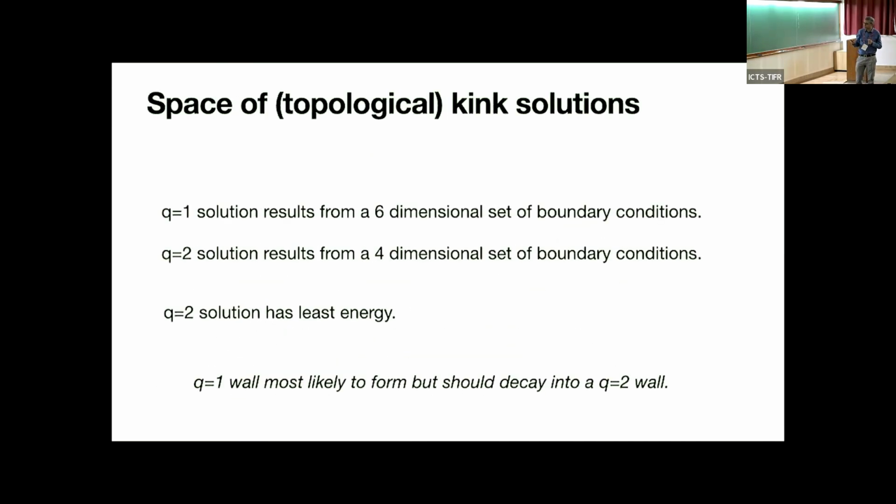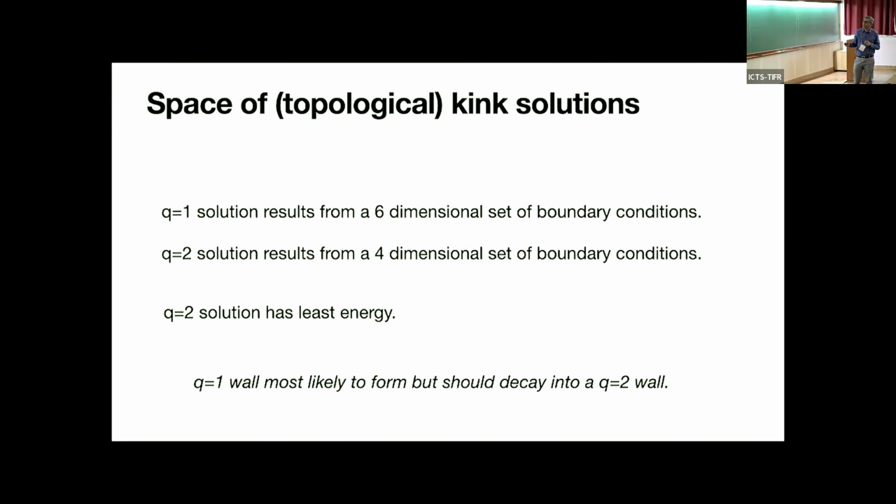So the Q equal to 1 solution results from a 6-dimensional set of boundary conditions. But the Q equal to 2 solution results from a 4-dimensional set of boundary conditions. So you would think that Q equal to 1 is easier to form because it has more possibilities that lead to the Q equal to 1 solution. But the Q equal to 2 solution has the least energy.